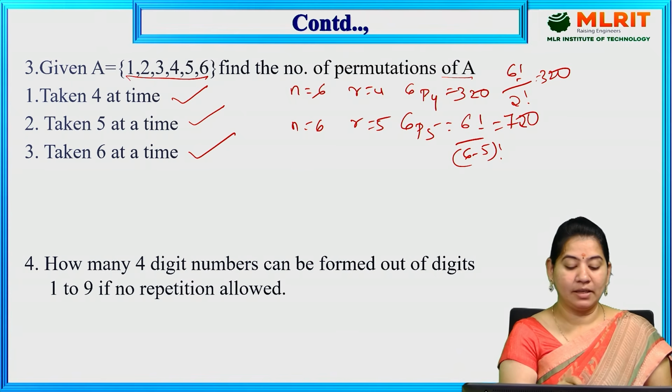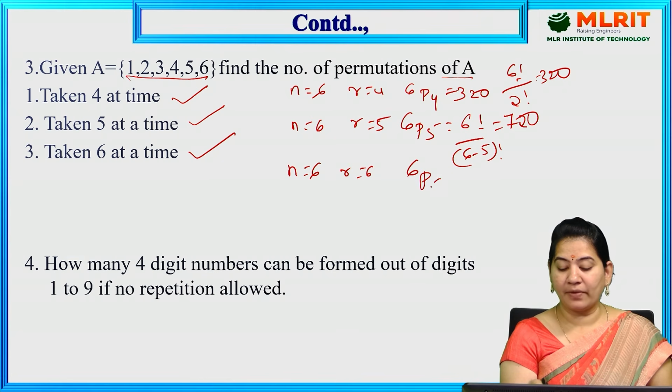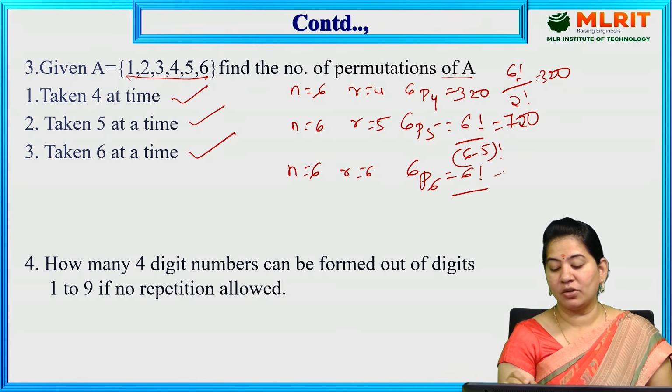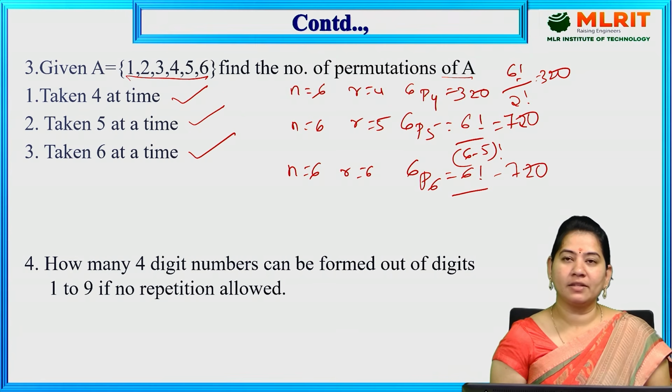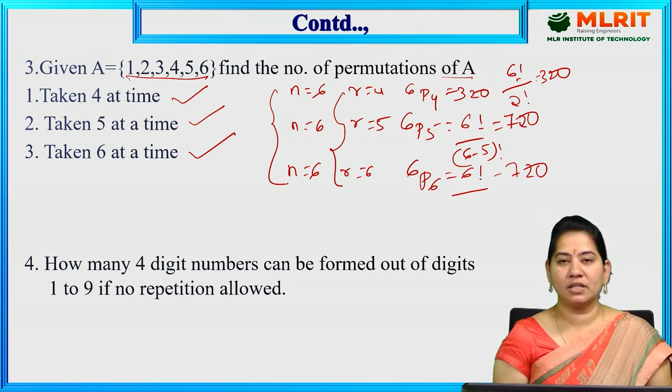Next, n is equal to 6, r is equal to 6. 6P6 is 6 factorial by (6 minus 6) factorial, which is 0 factorial, which is 1. Then you will get the answer 720. So here the r value is changing while the n value is constant.